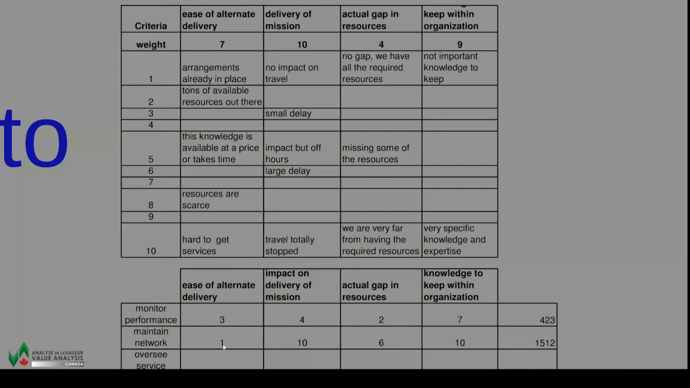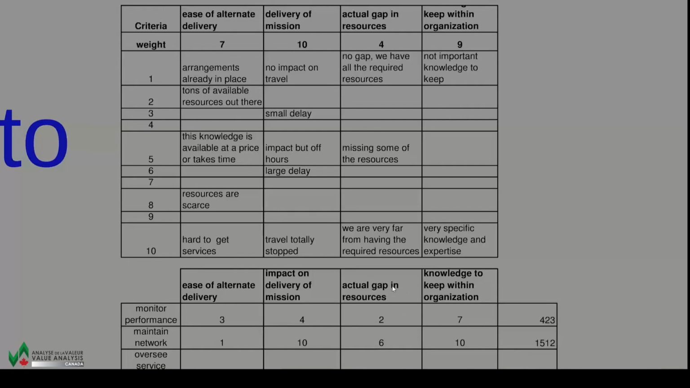Now, another function, for example, maintain the network. How easy is it to have an alternate delivery, somebody else do it? Well, it's quite easy because arrangements are already in place. So we gave it a 1. It's easy to have people remove the snow, like plow the snow from the roads or patch the holes. And we have already subcontractors that can do that. But if we don't do this function, what's the impact on the delivery of the mission? Well, if we don't plow the roads or fill in the holes, we won't be able to travel. At one point, it's going to be just a catastrophe. No way to use the road.